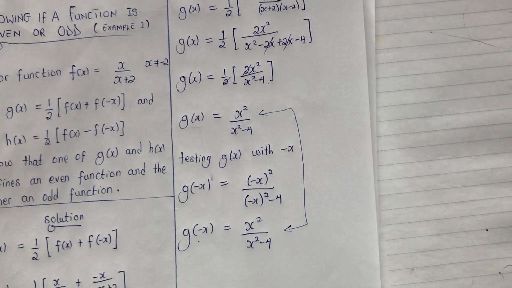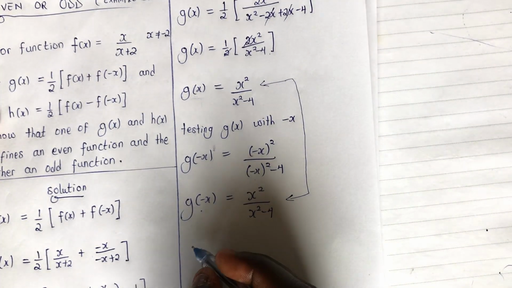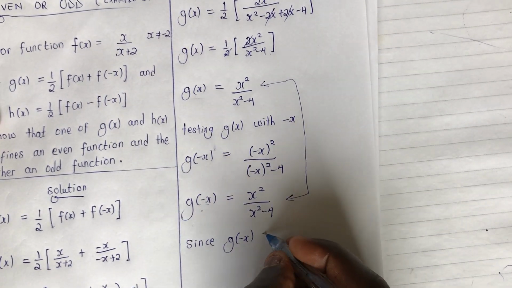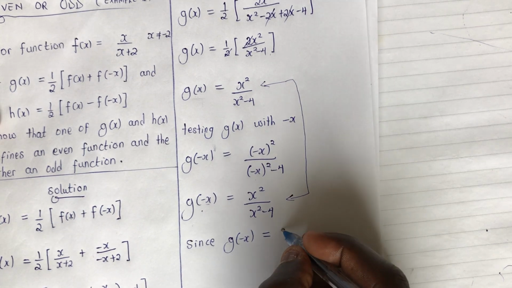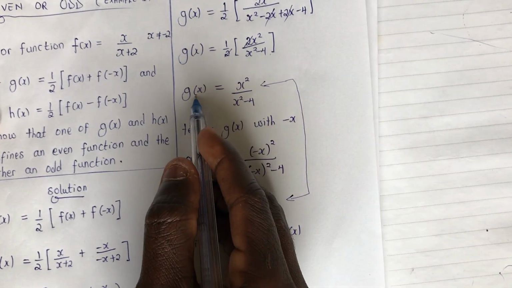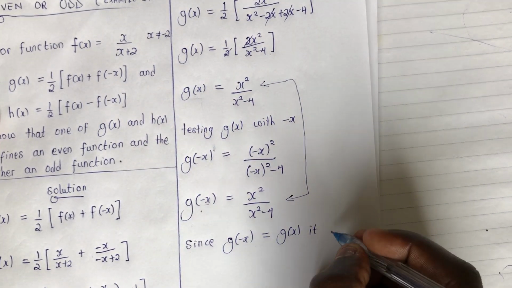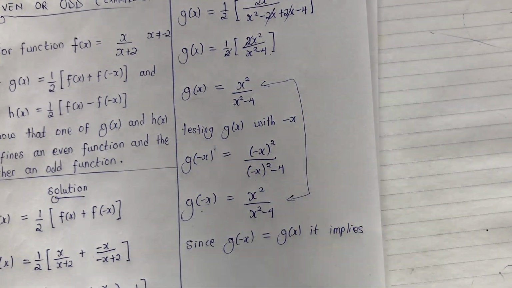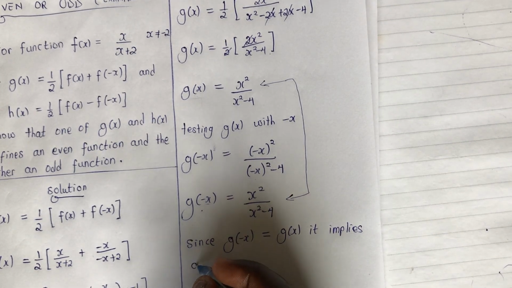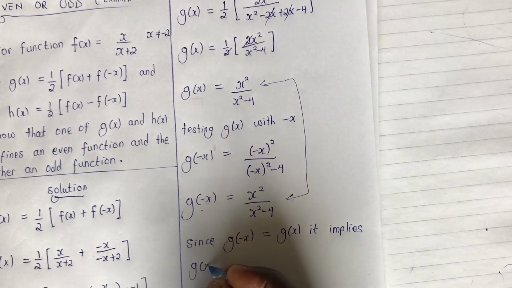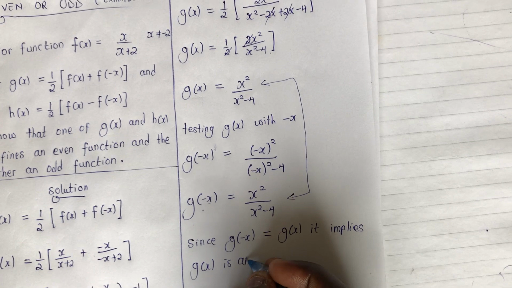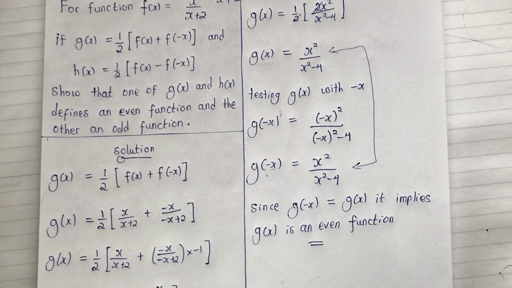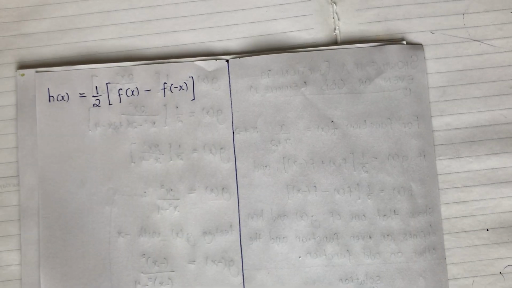So now you write a statement by saying since g of negative x, which is this one, is equal to g of x, the same function here, it indicates that the function given to us, g of x, is an even function. We need to work for h of x. So let's move on to h of x. This is h of x.